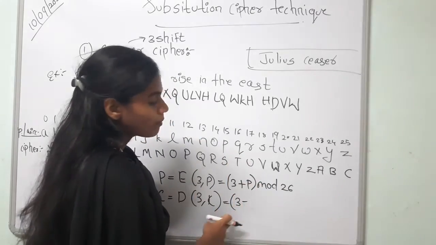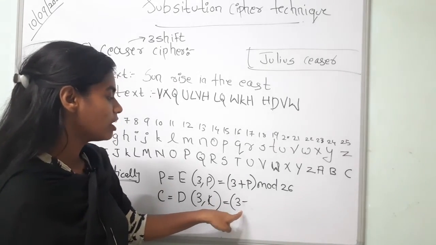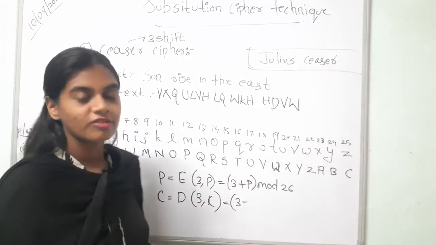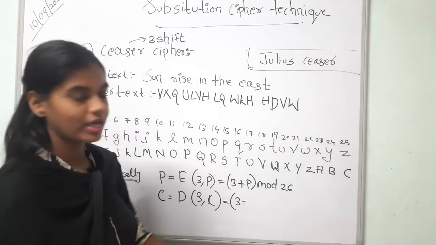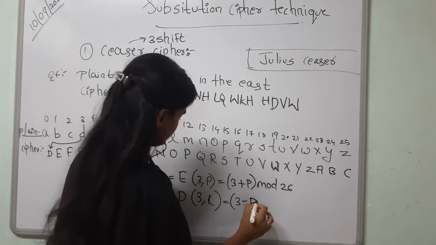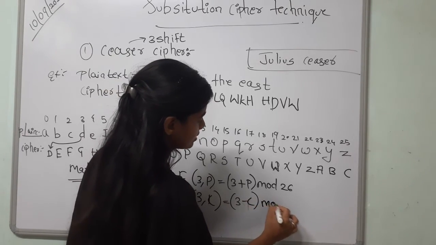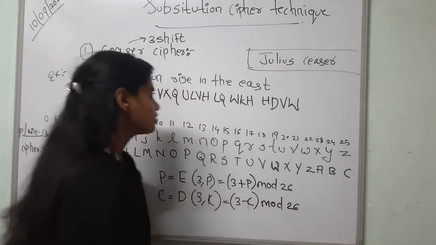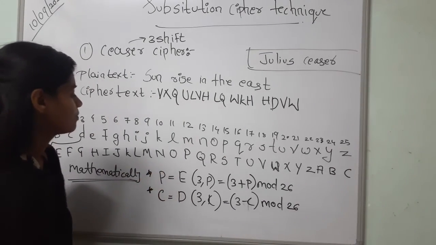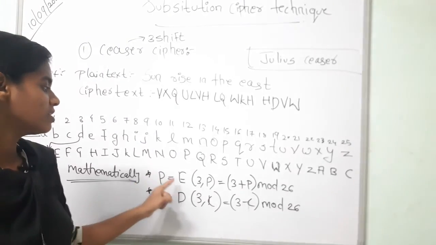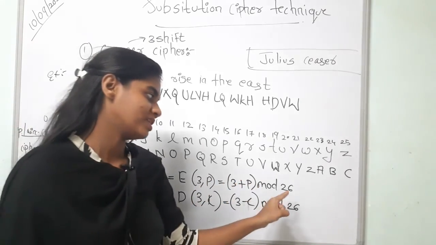Okay, I have made a silly mistake, so you can easily note down why I made it here. If you put a plus here, your answer will go wrong. So you must note down: D comes with minus, E comes with plus. 3 minus C mod 26. Okay, so this is the plain text and ciphertext. Mathematically the formula is like this: P means plain text, E means encryption, E(3, P) means 3 plus P mod 26.